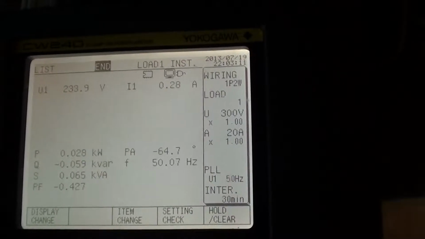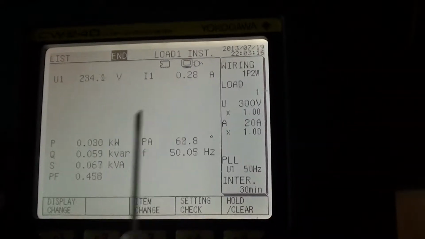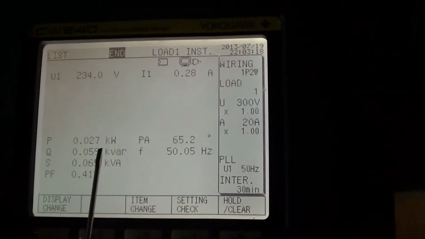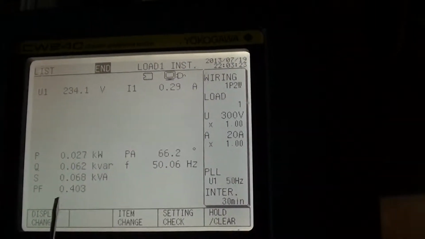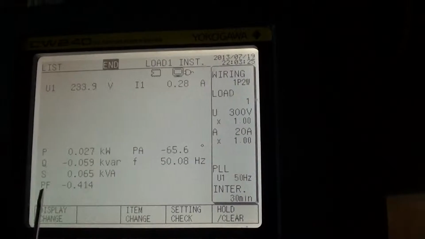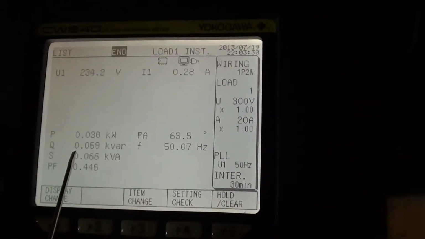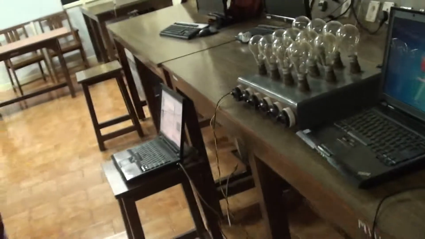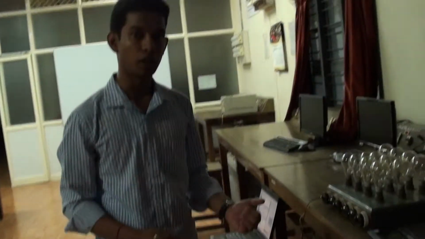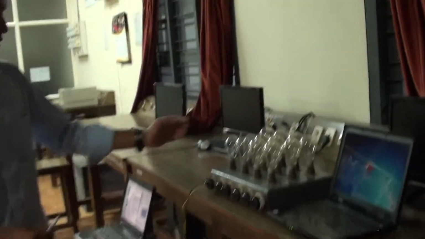Now let's go to the final list. Here we can observe that the voltage is 234 volt, current is 0.33, active power is 0.028 kilowatt, frequency is 50 hertz, apparent power is 0.068 kVA, power factor is nearly 0.44, and reactive power is 0.06 kVA. So what we can observe is that the values found in our virtual power analyzer are almost equal to the values found by Yokogawa. So now let's move on to the next load, which is the bulb load.